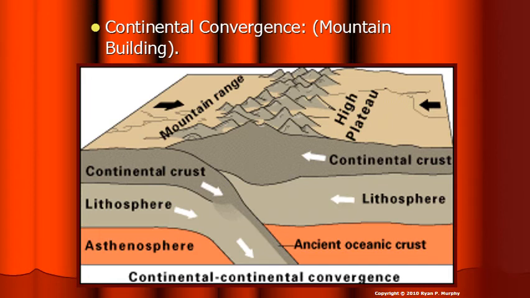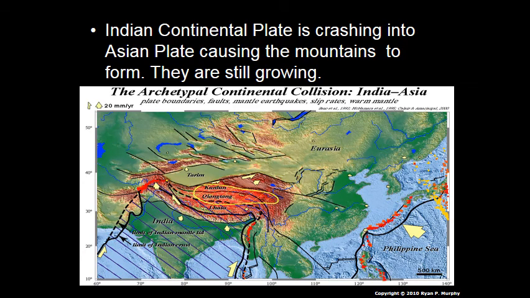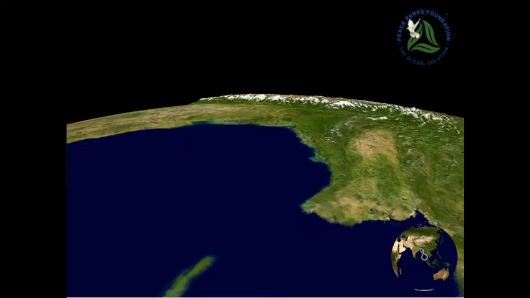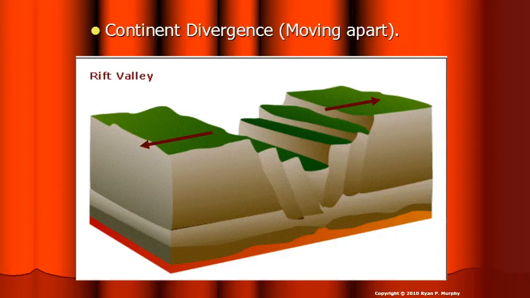And then we get continental convergence. This is where we form our mountains. So the Indian continental plate is crashing into the Asian plate, causing mountains to form. And they're still growing. In fact, Mount Everest is growing by about an inch every year. There we have the Himalayas, which includes the tallest mountain on Earth, Mount Everest. That's what it looks like from a side view. They really are pretty marvelous.